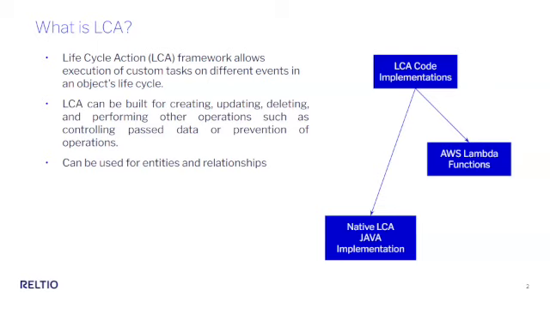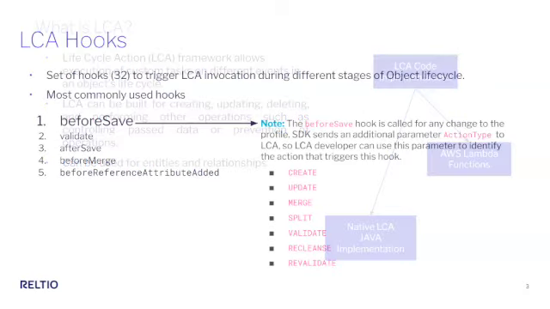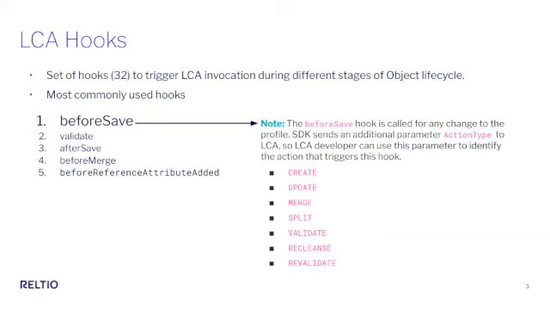For example, the Lambda functions do not have to be reviewed by the engineering team. You have full control over it. You can download the logs, you can debug, and it makes it easier for you to manage your own Lambda functions, since the engineering team and the support team are not involved in deploying them. There are 32 different hooks that we can use to invoke an LCA, and specifically for the before save hook, there's another parameter called action type, which gets triggered based on which operation the save is happening as a result of, like create, update, merge, and so on.